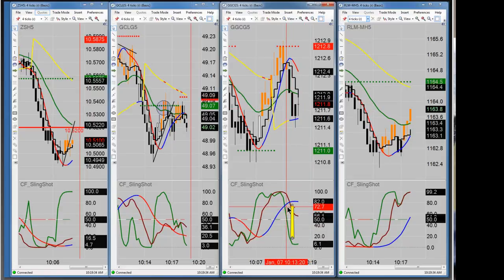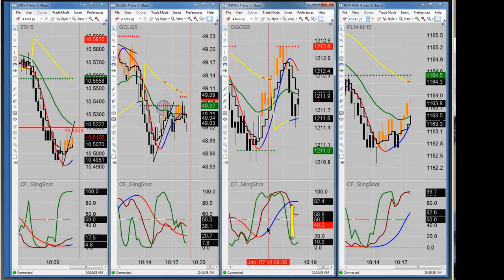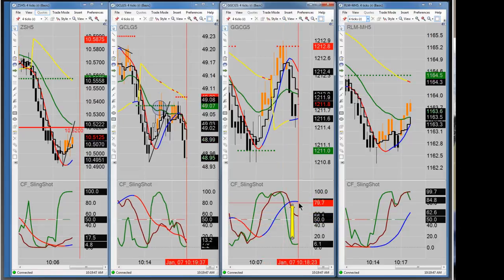Now when I say divergence down here, what I'm talking about is this green line has to have moved away from the cycle portion of the slingshot. The cycle portion is the red and blue, and the green line I just referred to was the green line down here. It's all within the slingshot.